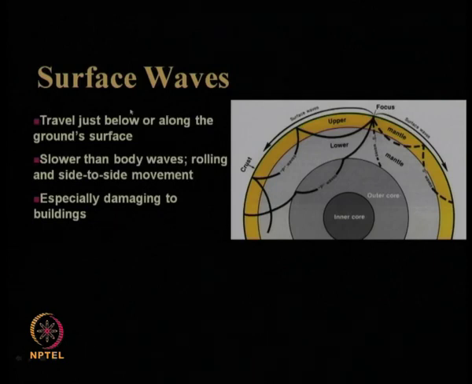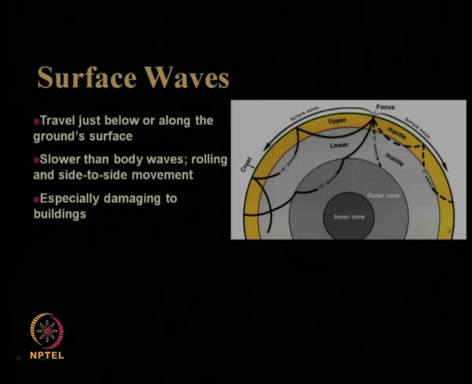Now, let us come to surface waves, that is the next major classification of the seismic waves. After body waves, we are now discussing surface waves. As the name suggests, as I told earlier also, the surface waves travel just below or along the ground surface. They are much slower than the body waves, but their behavior is rolling and side to side movement. These surface waves are especially damaging to buildings, because all our superstructures are constructed on or above the ground surface, so they will be mostly affected by surface waves. That is why, because of their travel behavior, they are most damaging to our civil engineering structures.